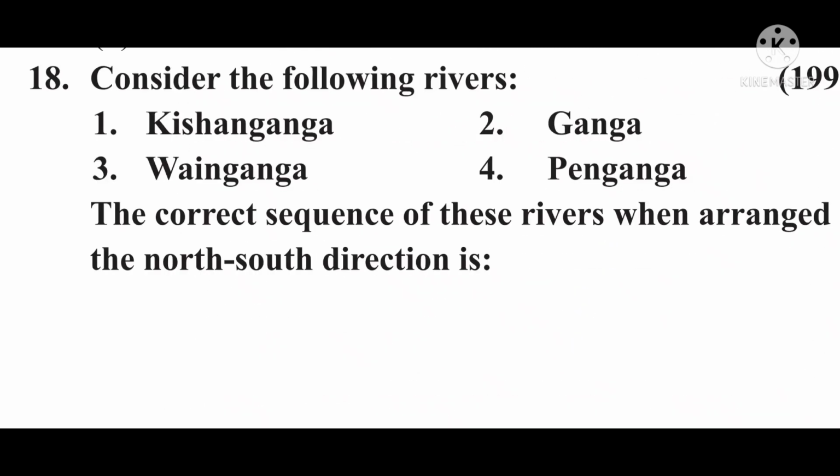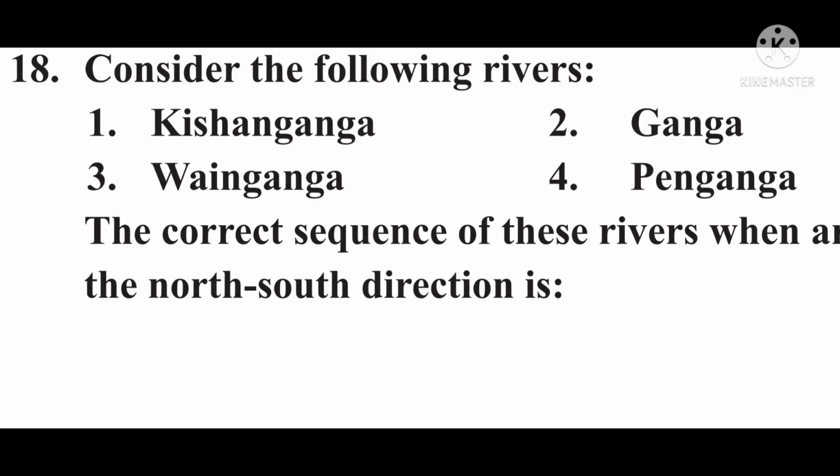Next question. Consider the following rivers. There are four rivers. We have to arrange the rivers from north to south. The Ganga River is situated far north of India, then the Krishnaganga River. To the south of the Krishnaganga River, there is the Wainganga River, and the Penganga River is situated to the south.